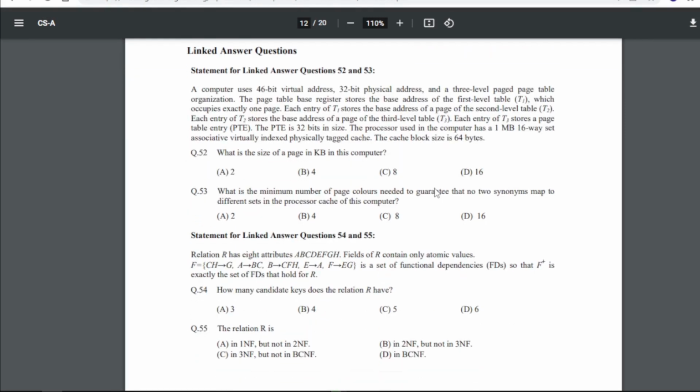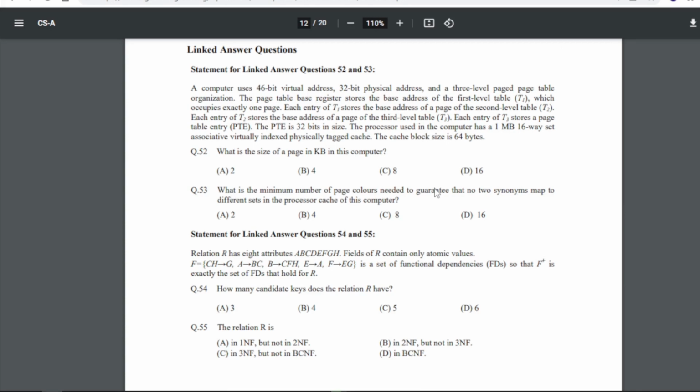Now 53 is, what is the minimum number of page colors needed to guarantee that no two synonyms map to different set in the processor cache of the computer? So for 53 our answer will be C, that is 8.